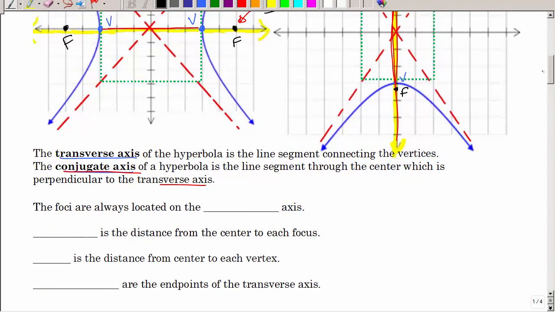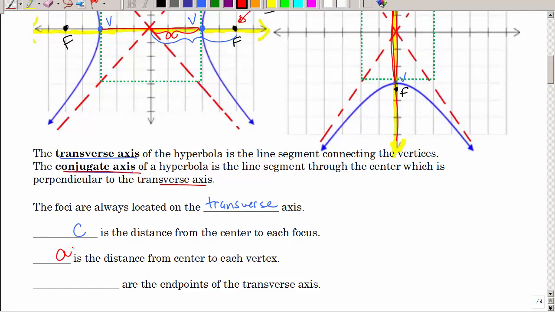So let's fill out these blanks. The foci are always located on the transverse axis. Not the biggest, not the smallest, but the transverse axis. What is the distance from the center to each focus? What was it on the ellipse? What letter did we apply? We used the letter C, and we're going to stay with that. What is the distance from the center to each vertex? Again, what did we use on the ellipse? We're going to stay with that, and that was the letter A.